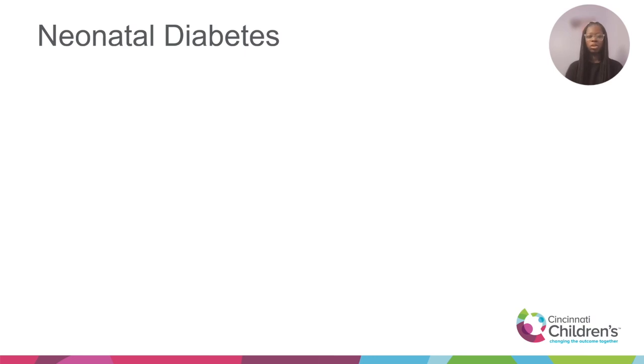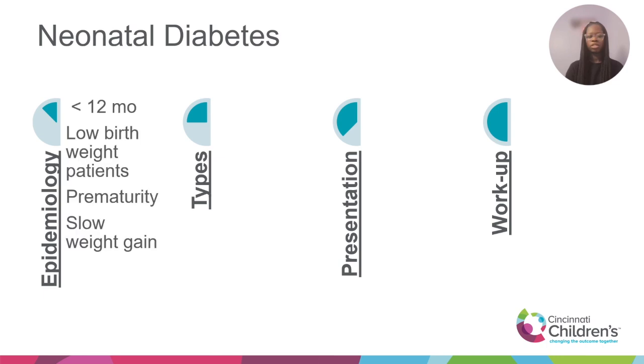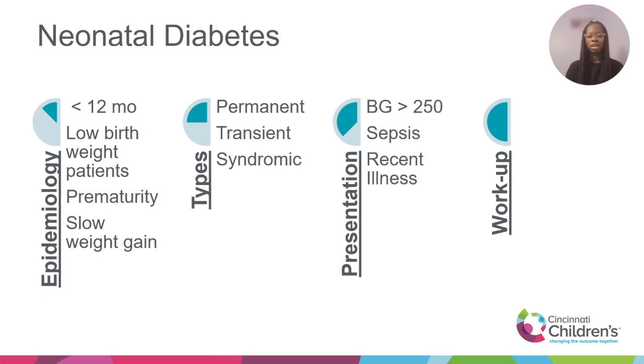Neonatal diabetes, also called congenital diabetes or diabetes of infancy, often occurs in infants who are younger than 6 months of age, but can also occur until 12 months of age. This is typically a monogenic disorder, and it is characterized by 3 different forms: permanent, transient, and syndromic forms. These patients often present in the setting of recent illness or sepsis. Neonates with significant hyperglycemia, specifically blood glucoses greater than 250, are often later diagnosed with neonatal diabetes.